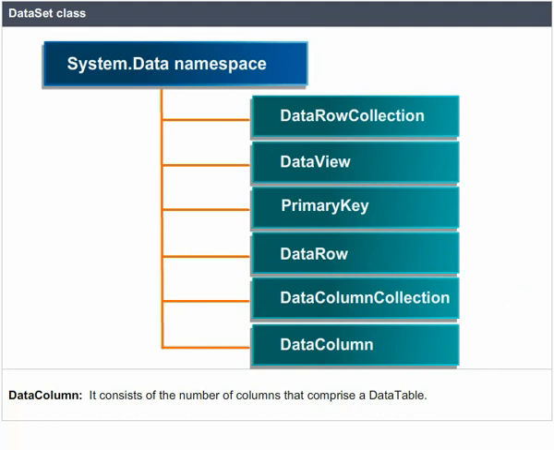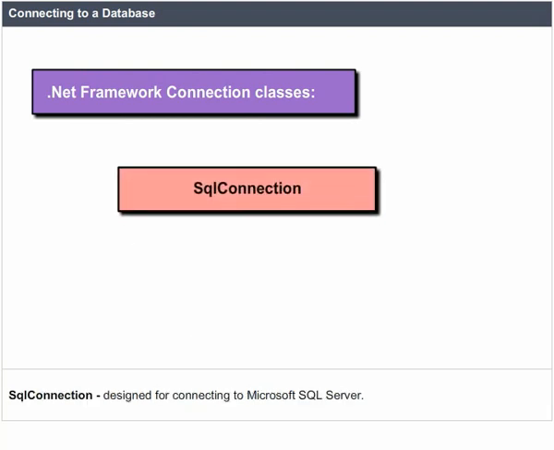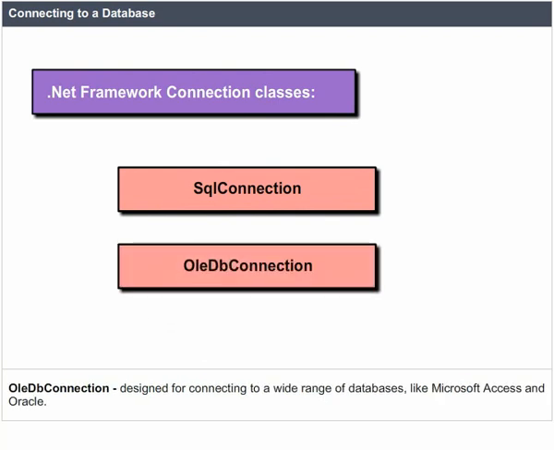Connecting to a database. The .NET Framework provides two types of connection classes. SQL connection, designed for connecting to Microsoft SQL Server. OLEDB connection, designed for connecting to a wide range of databases like Microsoft Access and Oracle.